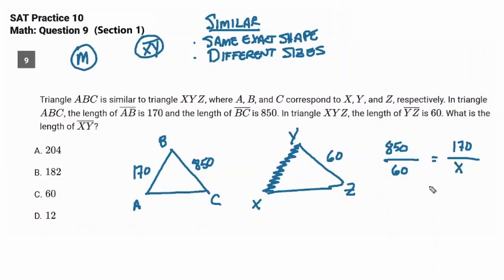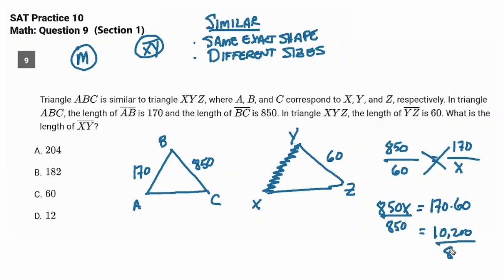Anytime I have a fraction, equal sign, fraction, I'm going to cross multiply, so it's just 850x equals 170 times 60. You're going to do that in your calculator. You're going to get 10,200. And then you're just going to divide both sides by 850 to get x by itself. And when you do that, you're going to get 10,200 divided by 850. And guys, that's 12.